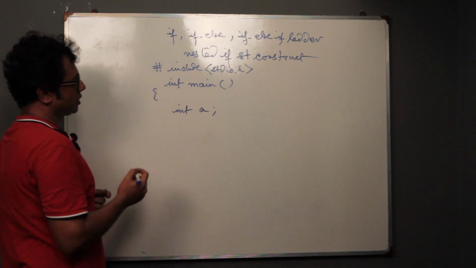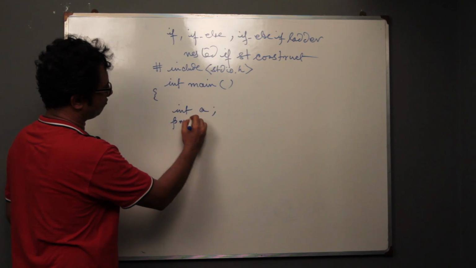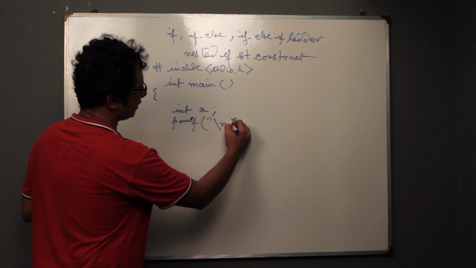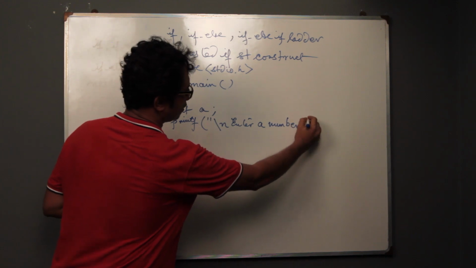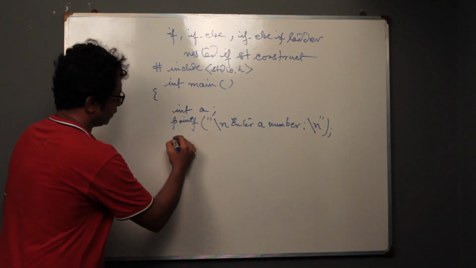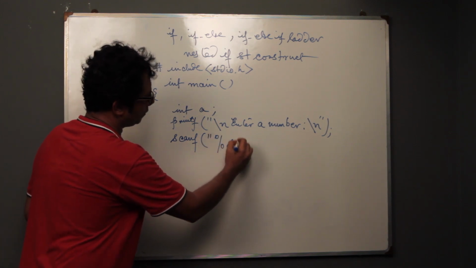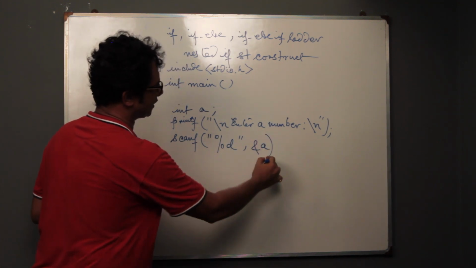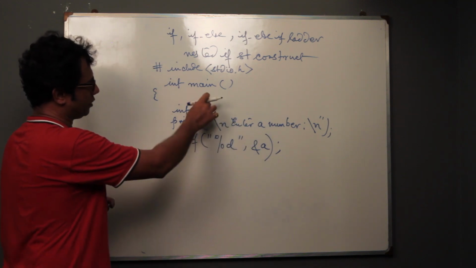So let us supply some value from the user end. For that we will give a prompt like printf, new line, enter a number, again a new line to take the input from the next line of the program. Now the user will input one integer number, the address of which we will mention as &a. That will take the value from the keyboard from the user and assign the value to the variable a.